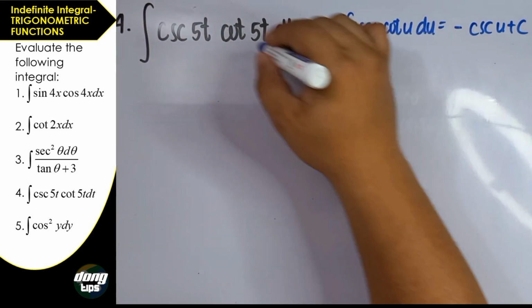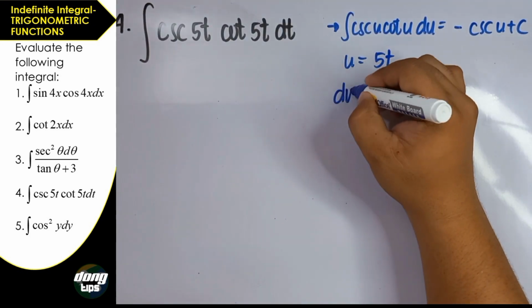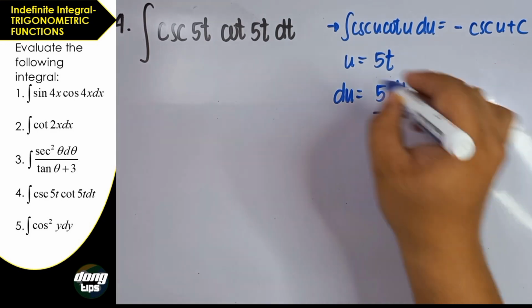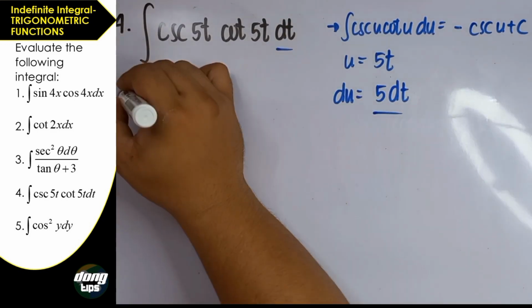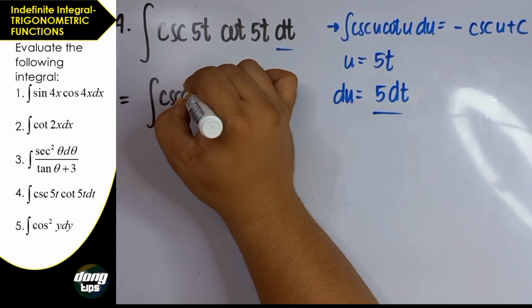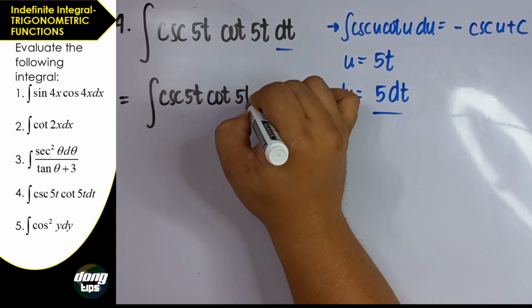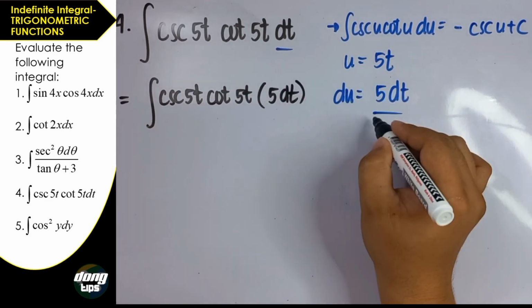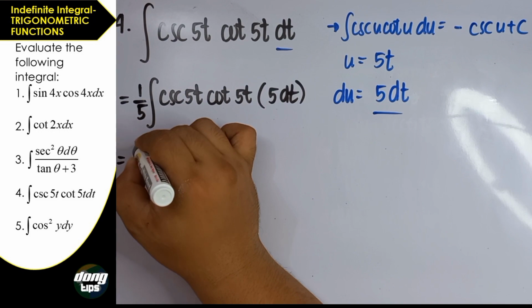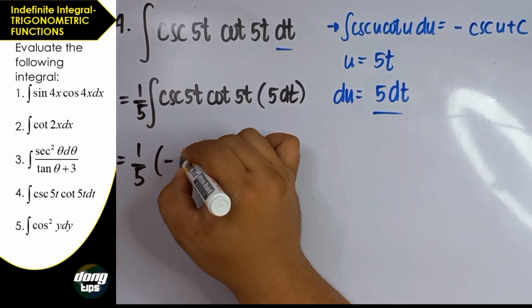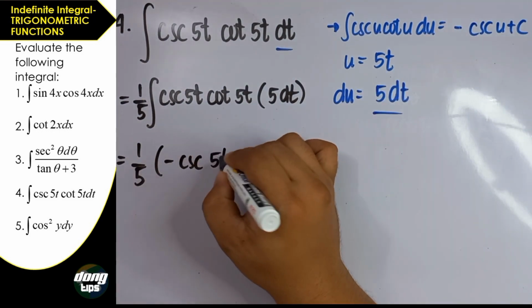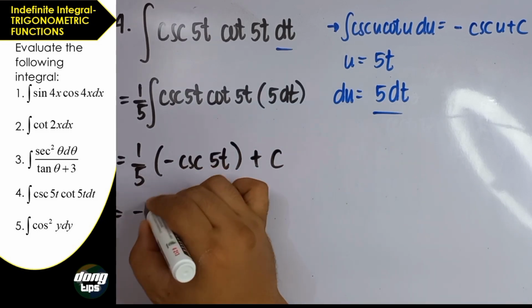From the given, u is 5t, and its derivative must be equal to 5 dt. The du is different by a coefficient of 5, so we must modify it before we integrate. We put 5 on the right side of the integral sign, then we put 1/5 on the left side. Copy 1/5, then use the formula, and this is the answer.